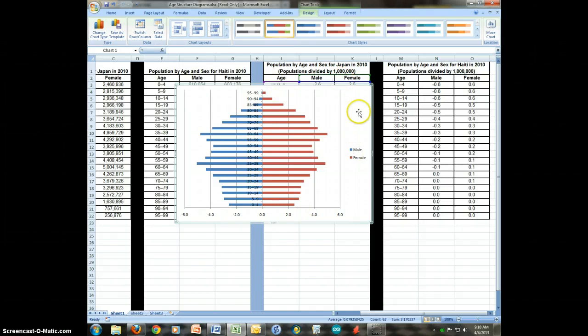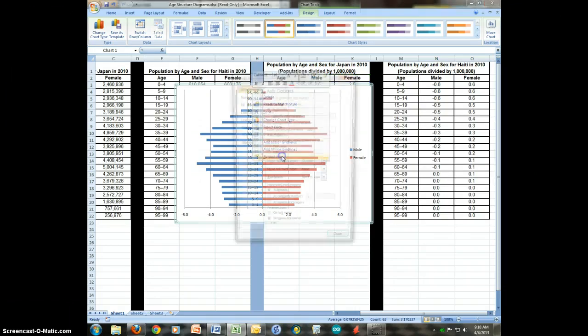And so this is all of our data for Japan, and if you notice down here, these numbers look like small numbers, and that's because they're millions. So this is representing 2 million people. And so we need to clean this up so that it's a little bit easier to see. The first thing I like to do is take this and right-click on it, and then format this axis.